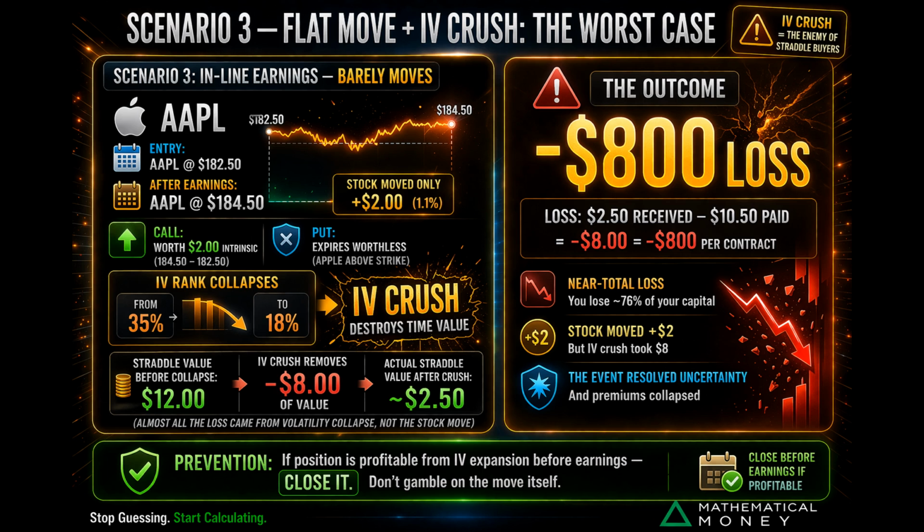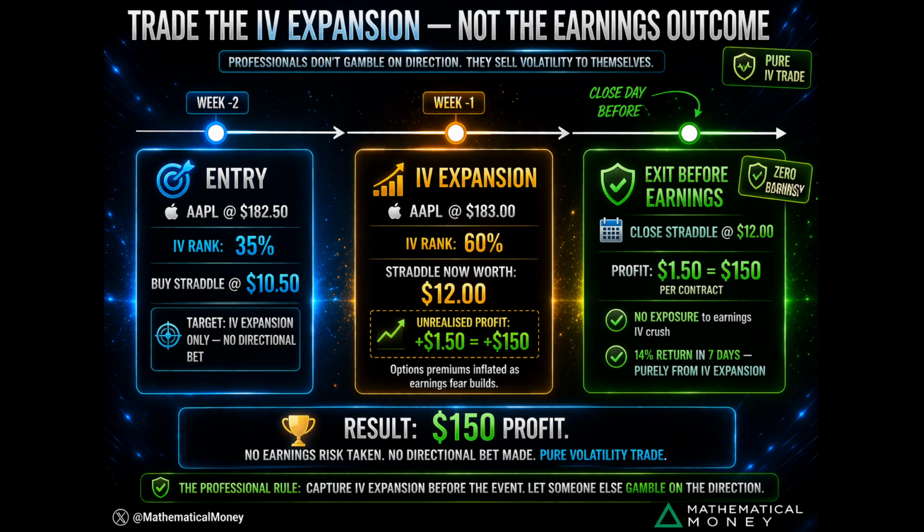This is the danger of buying straddles and strangles. If the stock does not move enough to overcome both the premium cost and IV crush, the loss is near total. The IV expansion trade: buying the straddle for IV expansion, not for the earnings move. This is the professional approach.